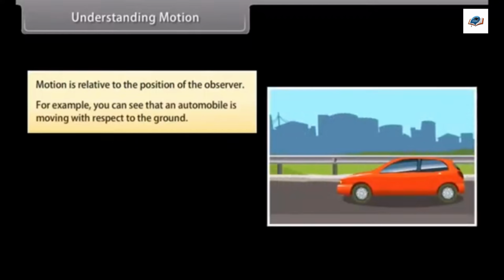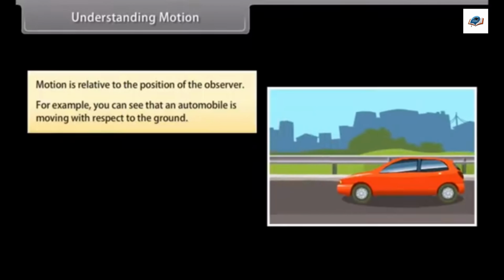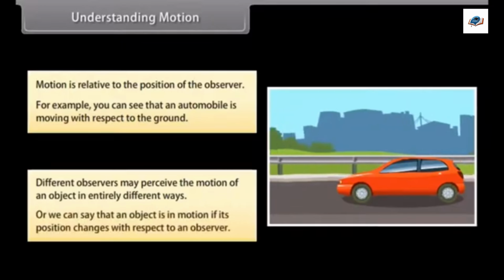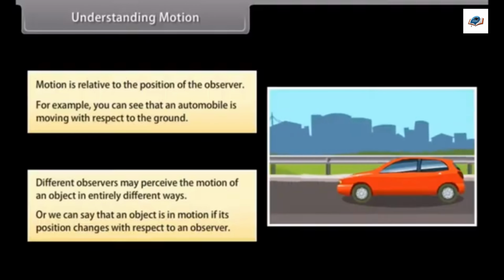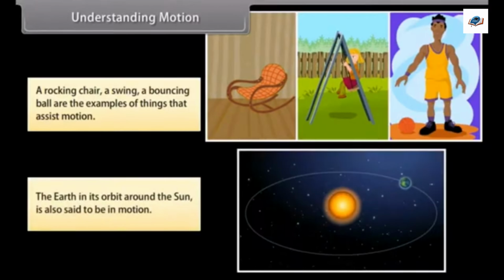For example, you can see that an automobile is moving with respect to the ground. Different observers may perceive the motion of an object in an entirely different way. So we can say that an object is in motion if its position changes with respect to an observer. A rocking chair, a swing, a bouncing ball are examples of things that exhibit motion. The Earth in its orbit around the Sun is also said to be in motion.